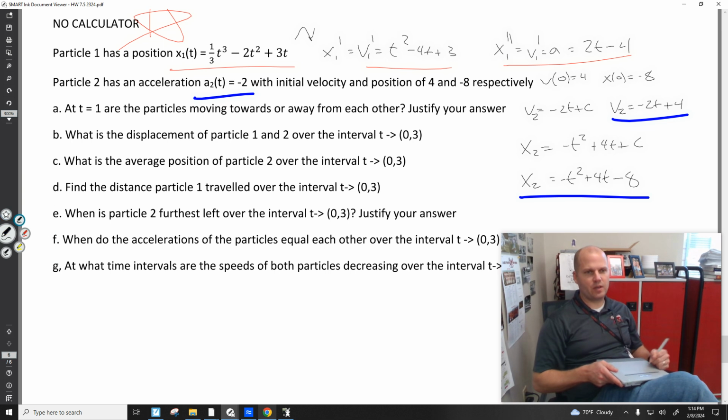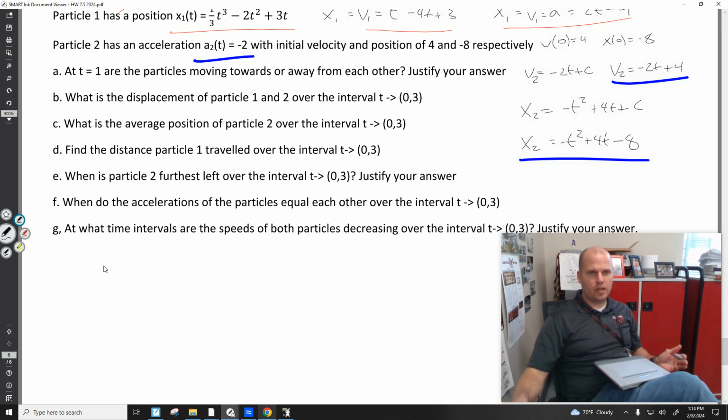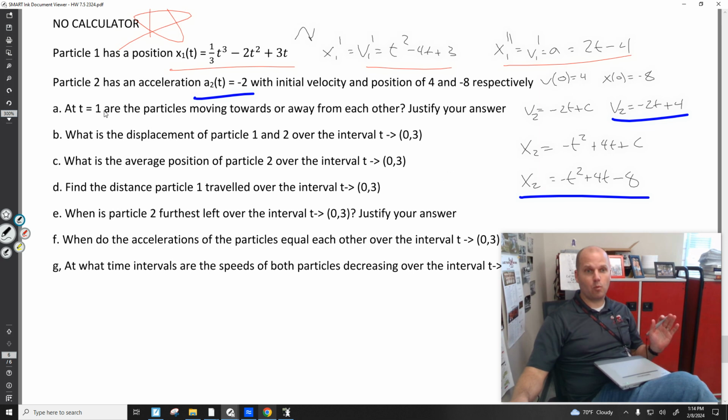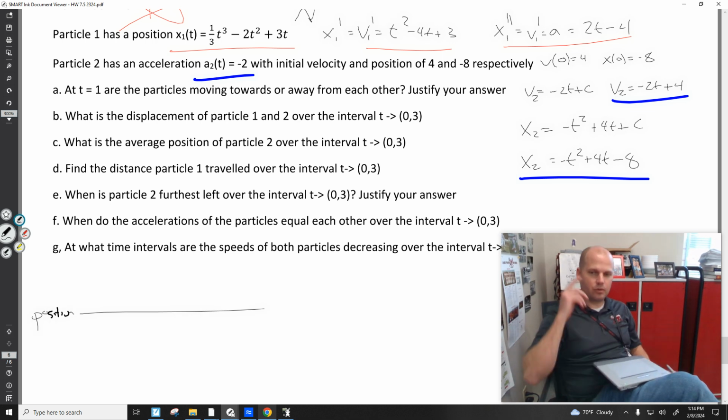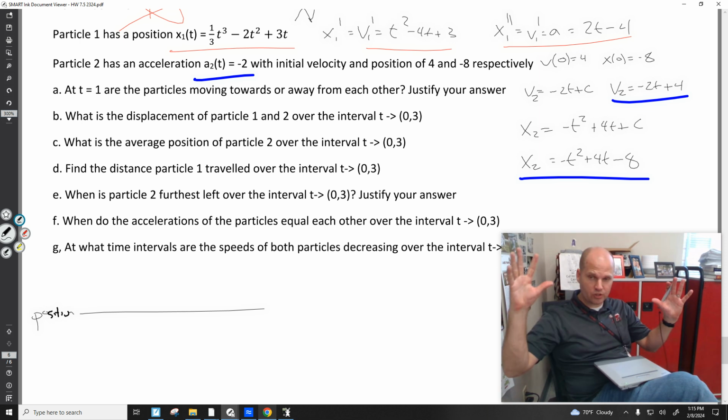Now that we have everything we need, we can answer the questions. At time 1, are the particles moving towards or away from each other? Justify your answer. It's very important to understand towards or away from each other on a position axis. Now, this is like going back to when we first understood our situation.